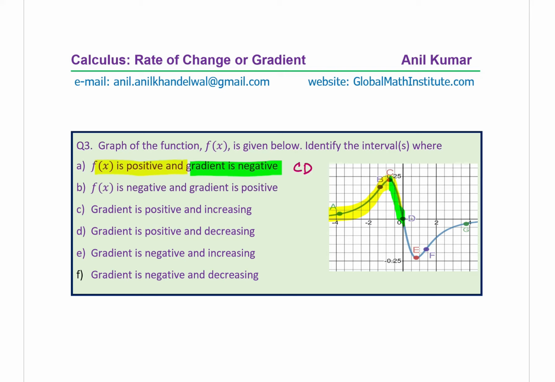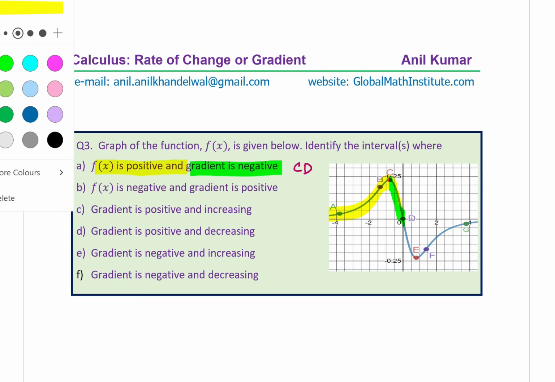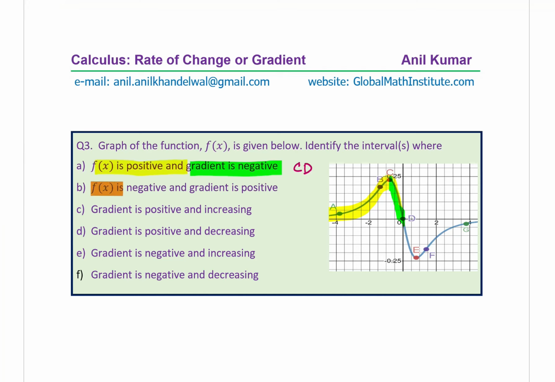Now we are saying that f of x is negative and gradient is positive. So that means we have to look into the other half where f of x is negative. So let me just change the color and then we'll highlight it and then help to find the solution. So we are saying now f of x is negative. So which portion on this graph is the one where f of x is negative? So it is this portion where f of x is negative. Clear?